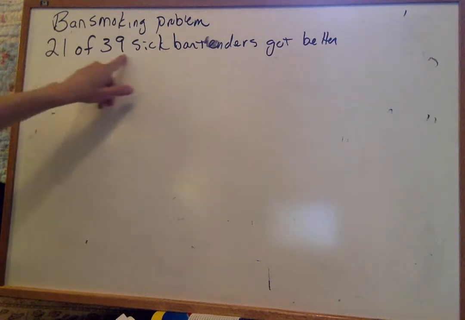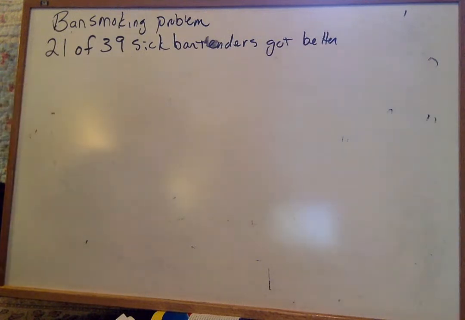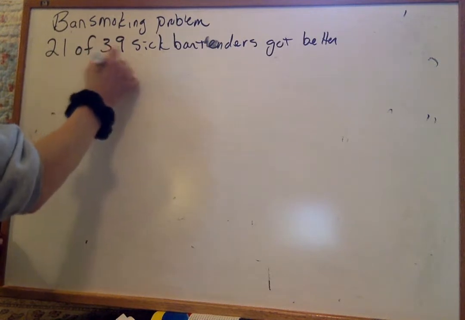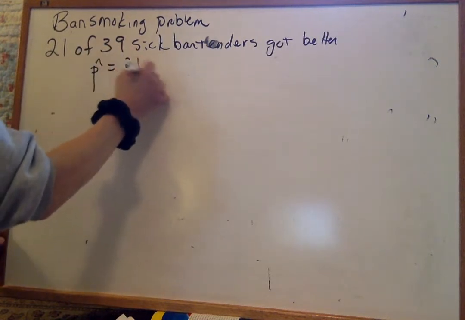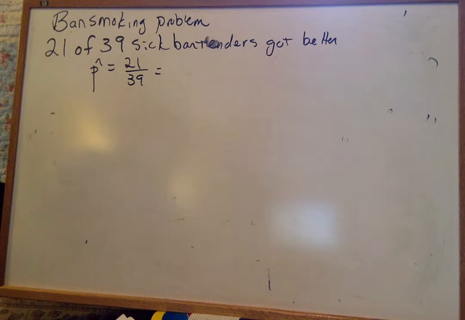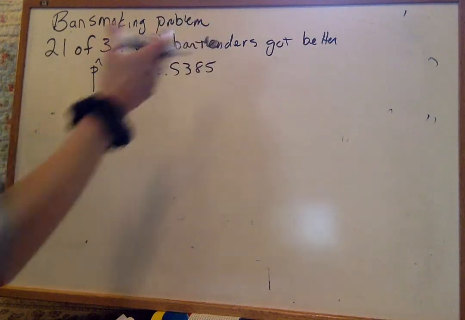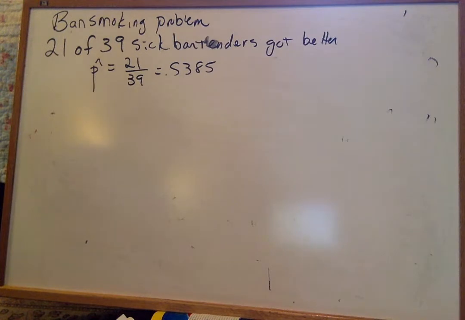And this one is giving us the information in fraction form, just so we can wrap our minds around this number, because 21 of 39 is a bit awkward. Make sure you know that your p hat is 21 divided by 39, which is 0.5385. So approximately 54% did get better.